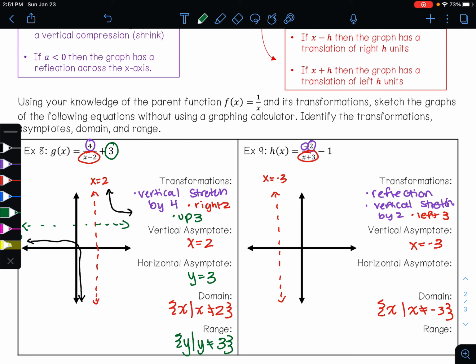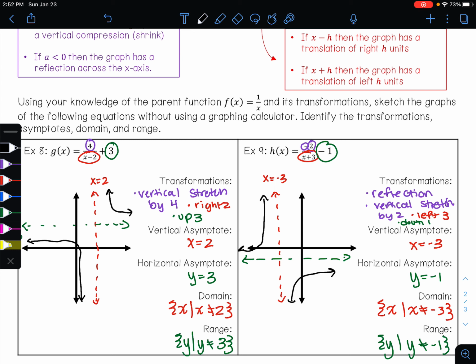And then the last thing that I notice is that my k value is negative 1, which tells me I am going down 1 unit. Well, if I go down 1 unit, then that means that my horizontal asymptote has shifted down to y equals negative 1, and that my range will be all values of y such that y cannot be negative 1. Because of our reflection, we are going to be in quadrants 2 and 4. And then because of the stretch, I'm going to leave a little bit of a gap. So here, this is what this curve would look like.